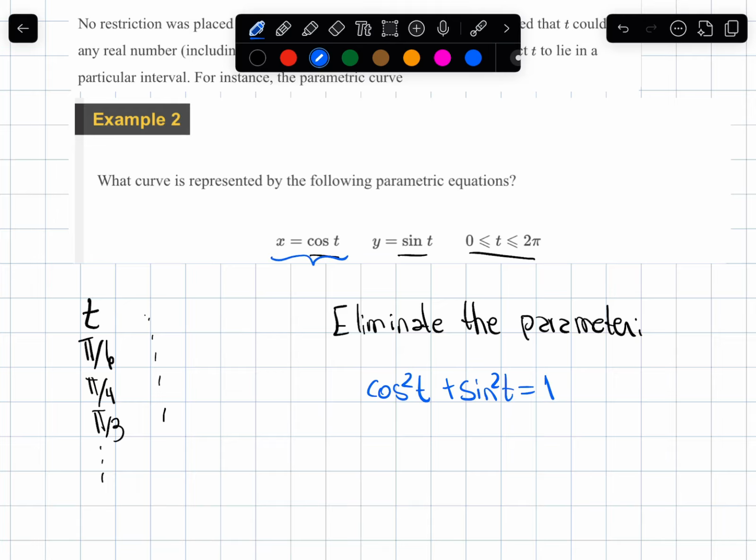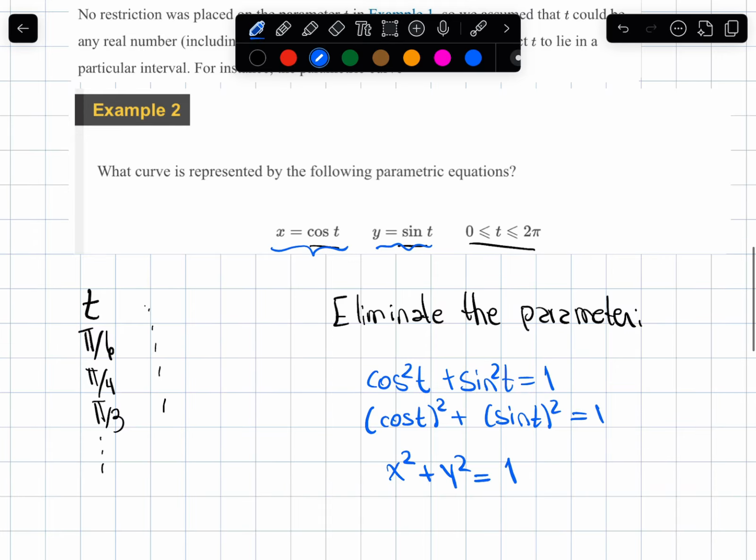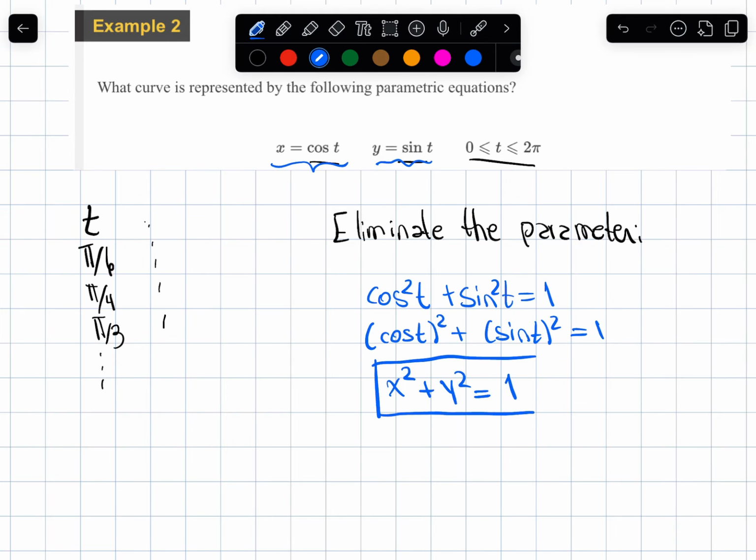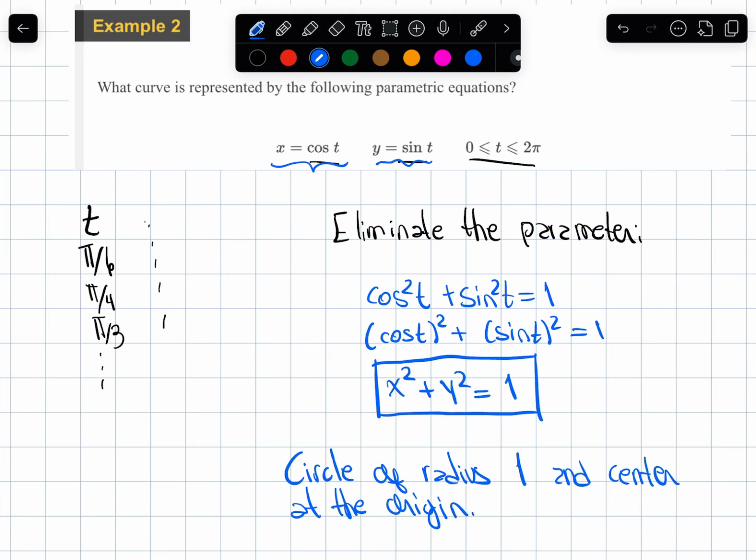And because x is the cosine and y is the sine, if I just take one extra step here to make this very, very obvious, x squared plus y squared equals 1. So we already know what this equation represents. This is a circle of radius 1 and center at the origin. So eliminating the parameter is very helpful when possible for us to figure out what the curve actually traces.